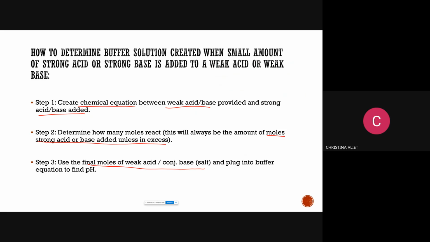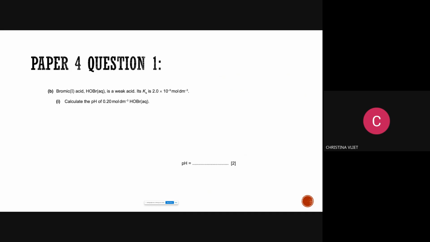And so let's take a look. And I have 3 paper 4 questions for you. They each have 2 parts. You'll notice that the rest of the slides are just examples of what I've been going over here. So, question 1. You've got some, they wrote it differently, HOBr, but that's H-bro. HOBr, bromic acid, is the weak acid. Its Ka is given to you.